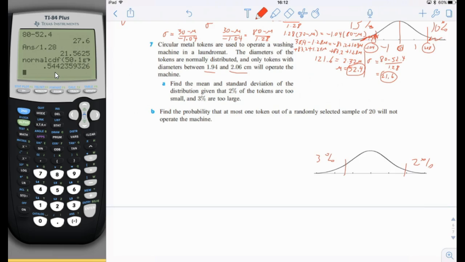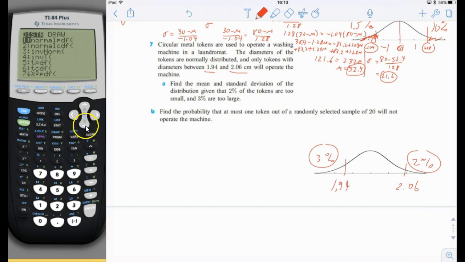So this is going to be 1.94. This is going to be 2.06. And let's find the z values that give you 3% here and 2% here. So we're going to do second distribution, inverse normal, and the area is going to be 0.03. We'll start with the left one because it's easier. 0.03, and mu and sigma are 0 and 1. And so the z value is going to be negative 1.88.